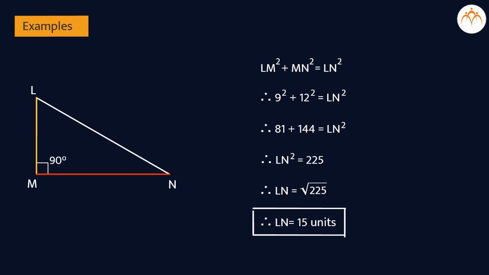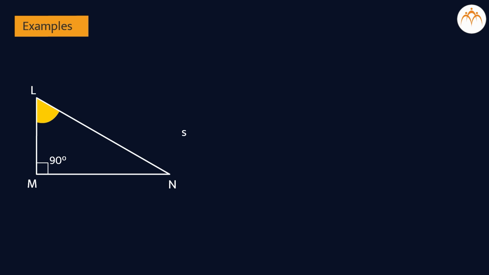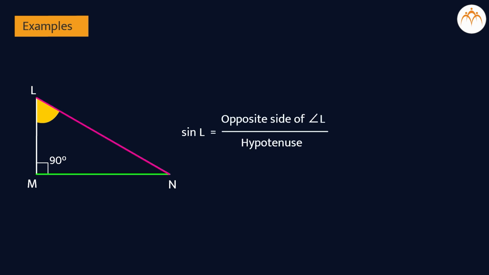Finding the trigonometric ratios. For angle L, sin L is equal to opposite side of angle L upon hypotenuse, that is MN upon LN, equal to 12 upon 15, which gives us 4 upon 5.